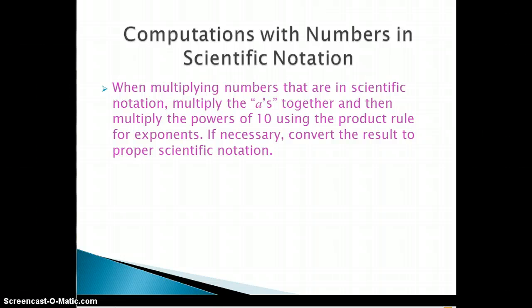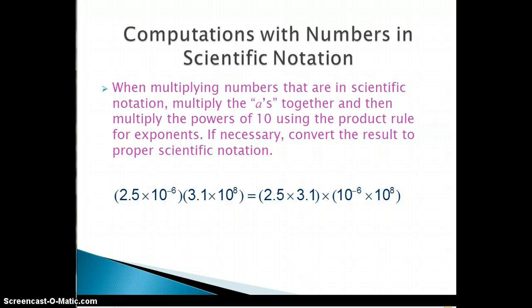Now the whole reason why we're learning this right now is because we can use the rules of exponents that we've been learning to perform operations between numbers that are in scientific notation. So first we'll look at multiplication. When multiplying numbers that are in scientific notation, we multiply the a's together, and then we multiply the powers of 10 together using the product rule. And if necessary, you might need to convert your result to proper scientific notation depending on what size your two a's multiplied together give you.